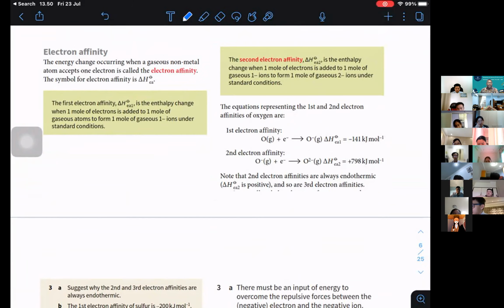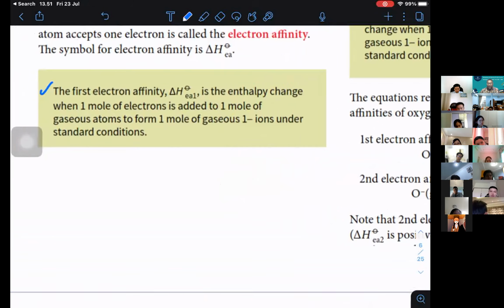Okay, so let's move on to electron affinity. Electron affinity happens for gaseous non-metals. Remember I told you we will focus on group 15, group 16, and group 17. So that's why they say gaseous non-metal, accept one electron, called electron affinity. The symbol is like that. They have given you the explanation or the definition for the first electron affinity.